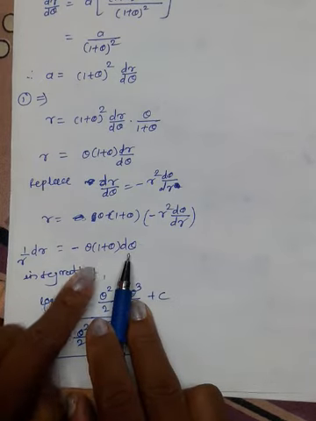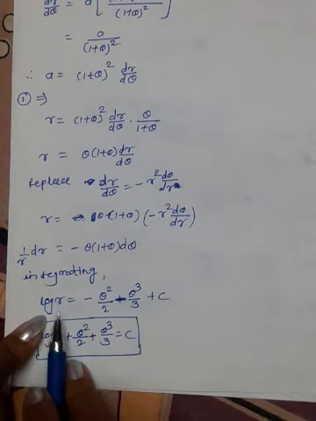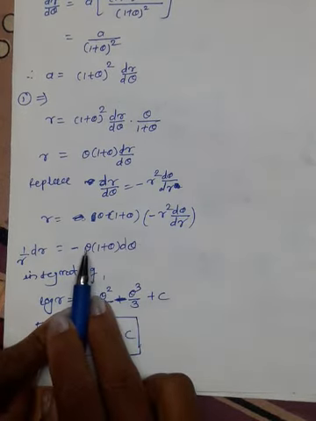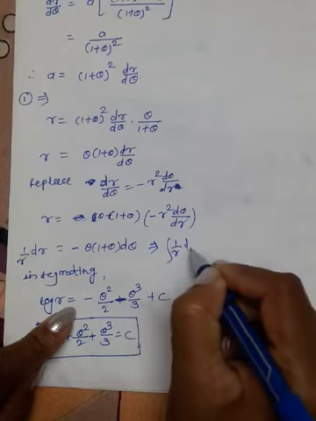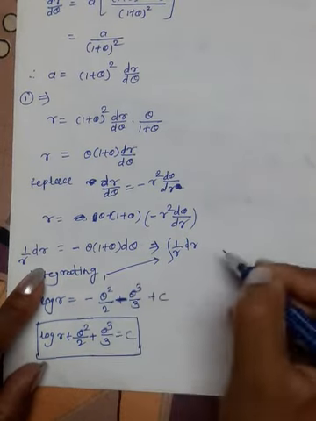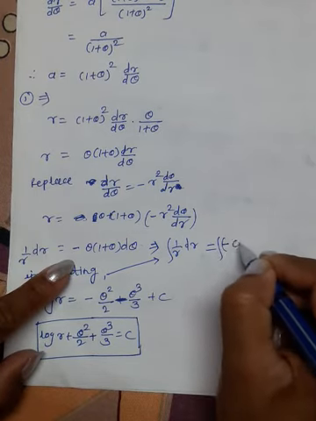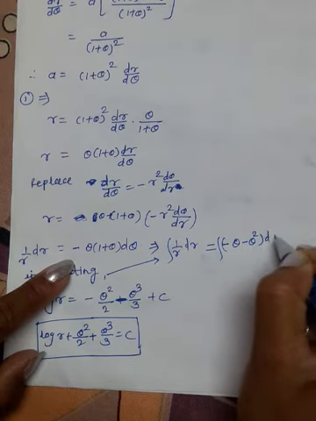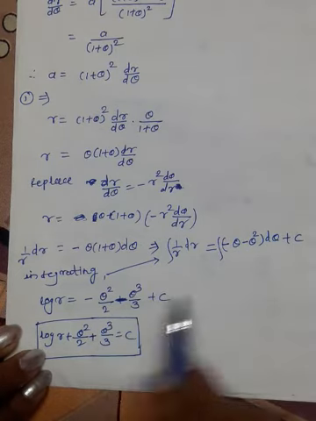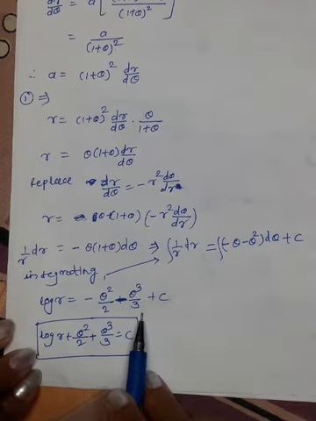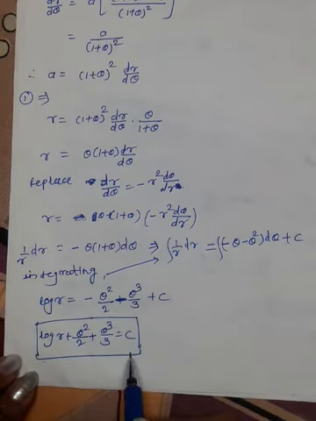Once r and theta get separated, integrating both sides, we get log r, since the integration of 1 by r is log r. Multiply this theta inside, we can write it down: integration of 1 by r dr is equal to minus integration of (theta plus theta square) d theta plus c. Now the integration of theta is theta square by 2, and the integration of theta square is theta cube by 3, plus c. Now take the negative term on that side, we get this answer.